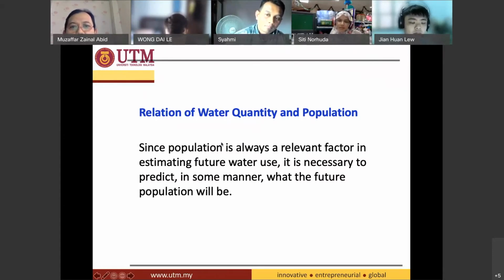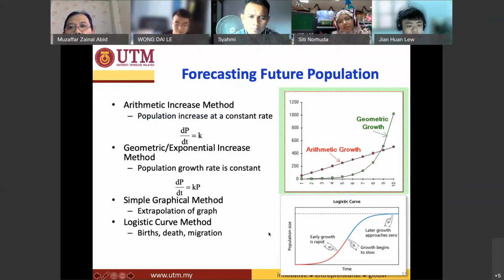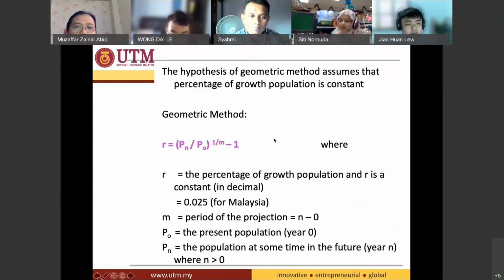Let's say you as a civil engineer would like to develop a new water treatment plant. You should know the capacity of water that they should treat to be given to the population. So how do we relate that? We will be using the geometric growth. The relationship is actually like this. R is equal to Pn divided by P naught, to the power of 1 over m, minus 1.